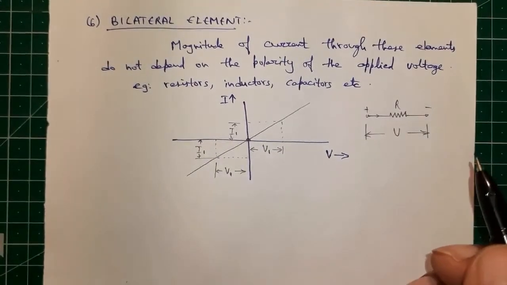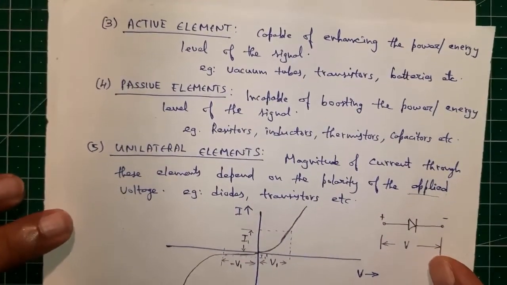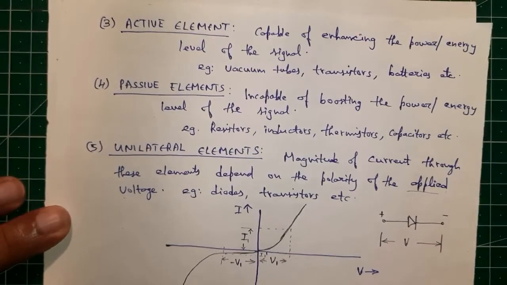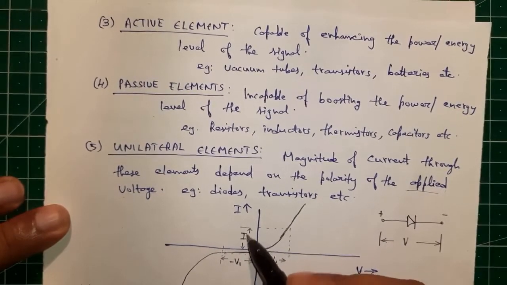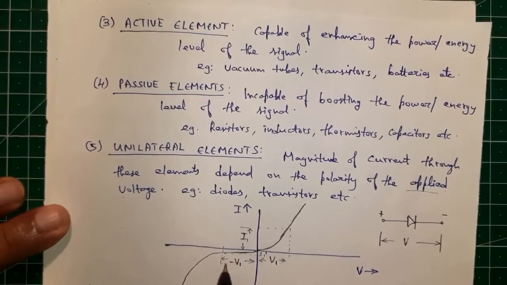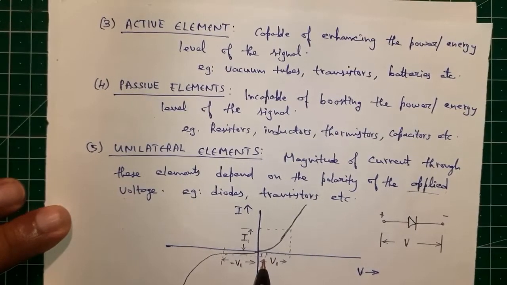But this was not the case for a unilateral element. When you apply positive voltage V1, current was this much, of the order of milliamperes. But when you applied a reverse polarity V1, same magnitude as this, we get only a small current of the order of microamps. This is a reverse biased diode.